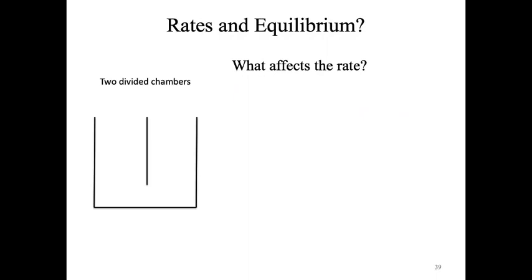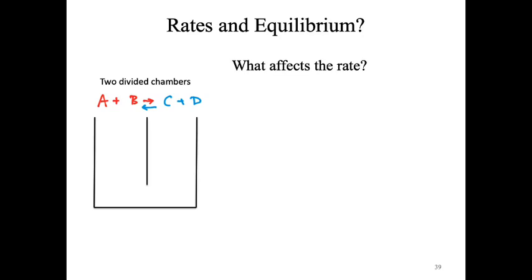Remember, we said the rate of the forward equals the rate of the reverse. What's going to affect how those things react? Okay? It's helpful to throw in a couple things here. So A plus B goes to C plus D, and vice versa. What's going to affect how fast that red reaction occurs?